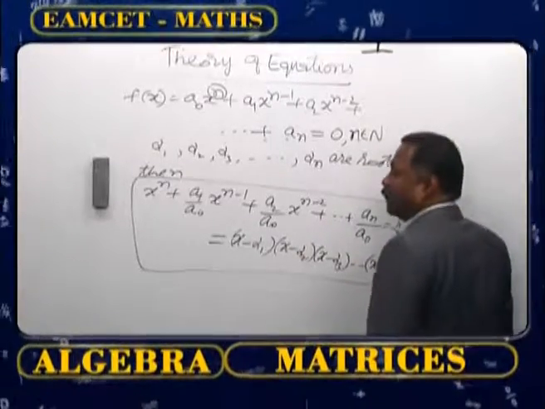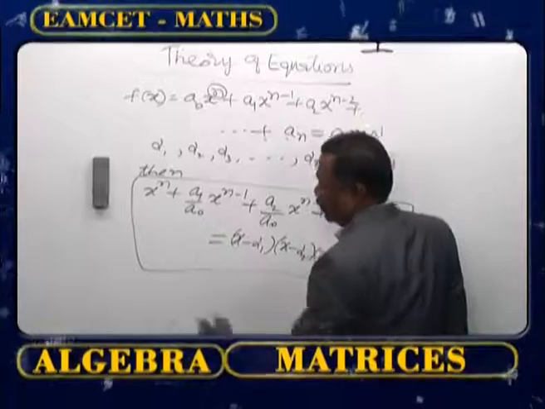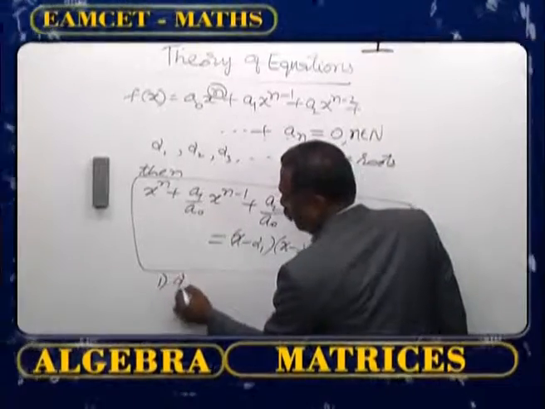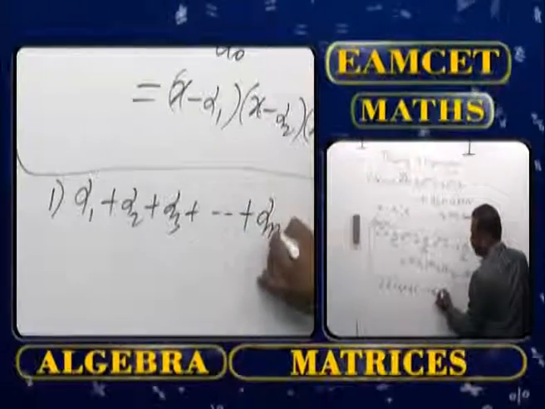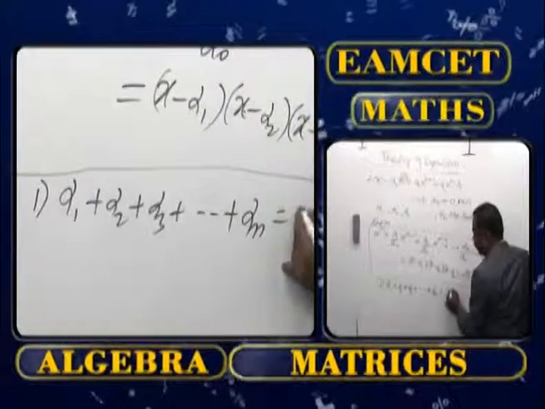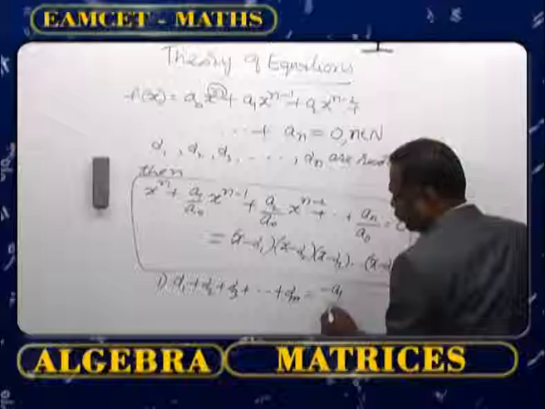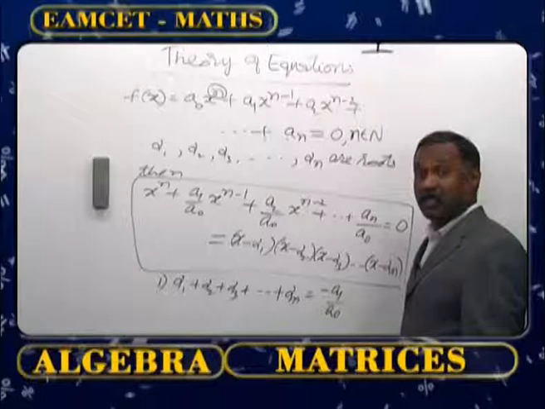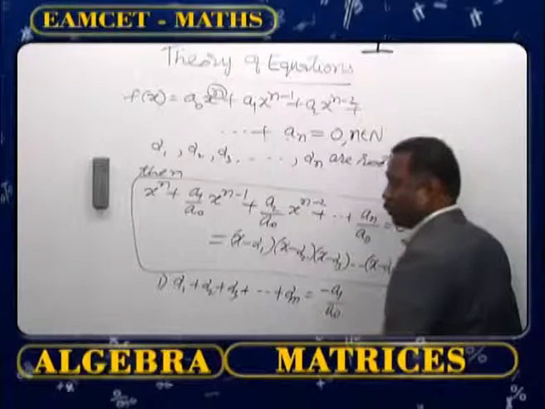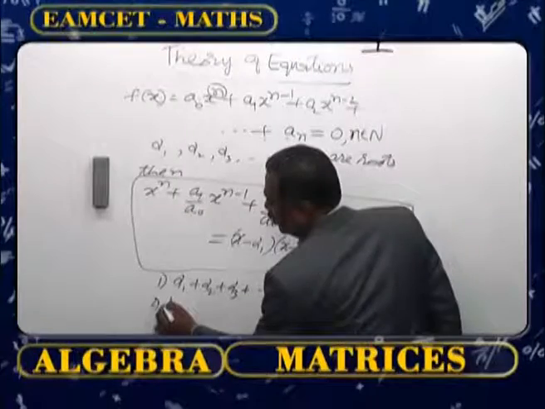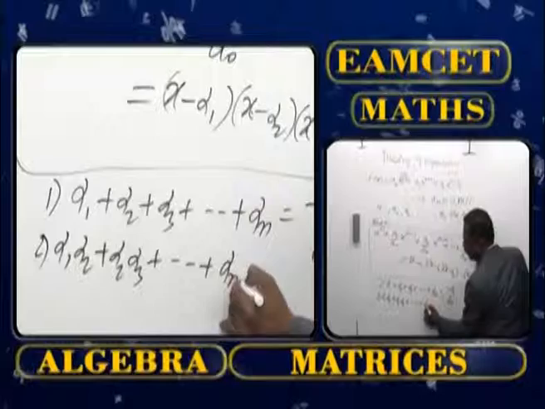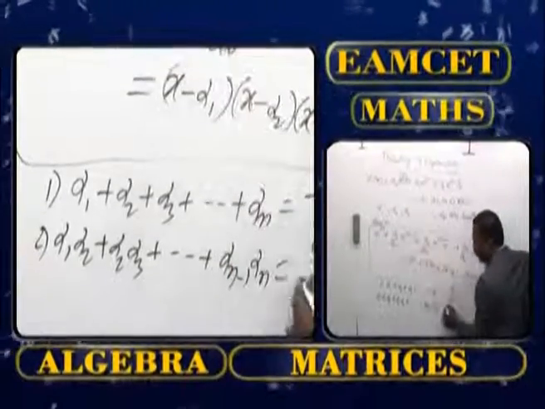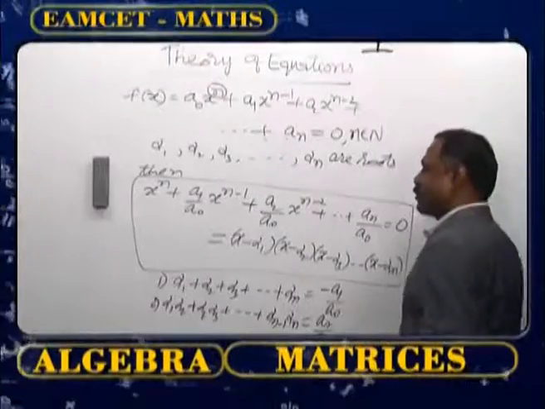So like that, if you compare, the sum of the roots, alpha 1 plus alpha 2 plus alpha 3 plus and so on, alpha n, is given by minus a1 by a naught. This is what you have to understand. I'll take an example and explain more about this. And similarly, alpha 1 alpha 2 plus alpha 2 alpha 3 plus and so on, alpha n minus 1 alpha n, is nothing but a2 by a naught. What does it mean?